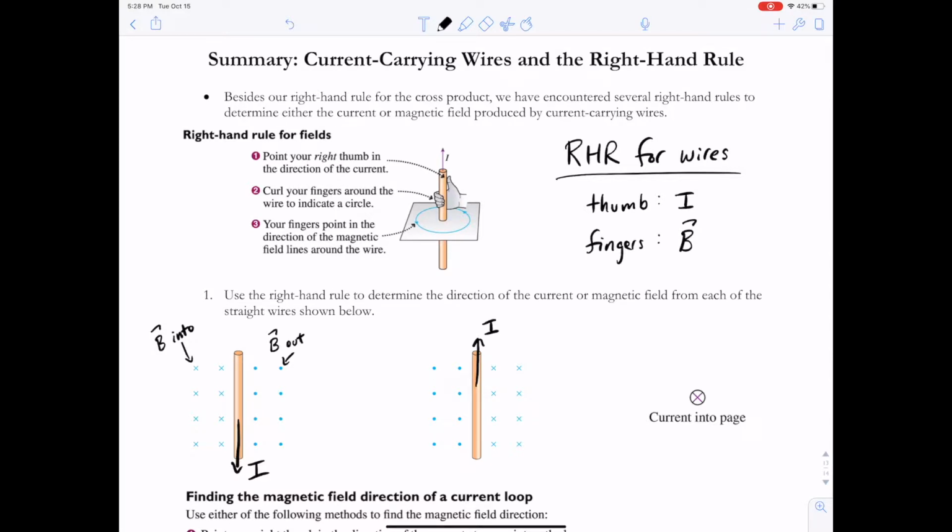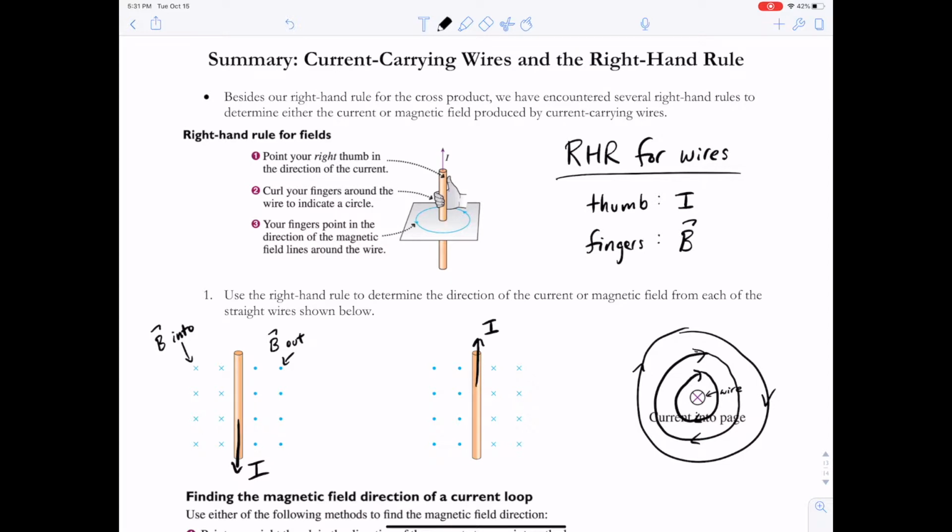In the last example, we're told that the current into the page is represented by this X, and this thing is actually our wire. Now I'll point my thumb, which represents the current, into the screen, and wrap my fingers around in a circle. My fingers are curling in a clockwise direction. That means that the magnetic field produced by this wire is loops, and the direction is clockwise, and these are supposed to be circles.